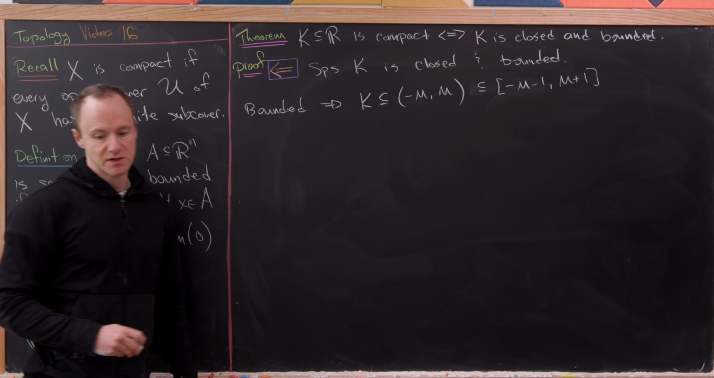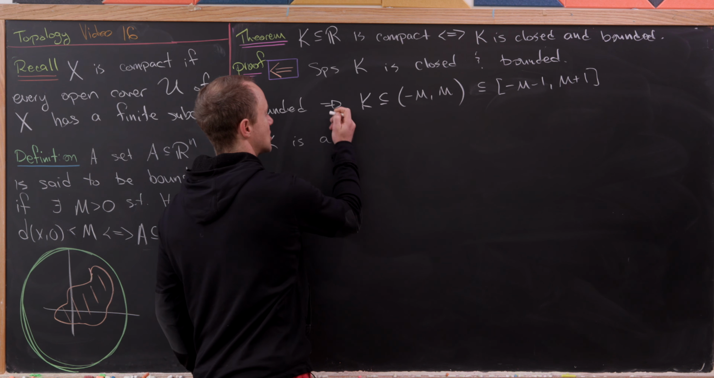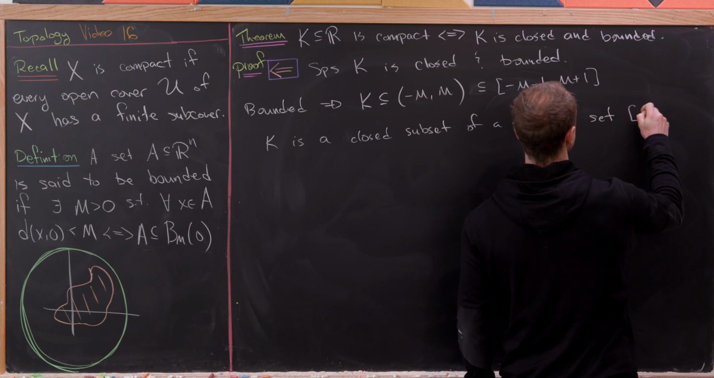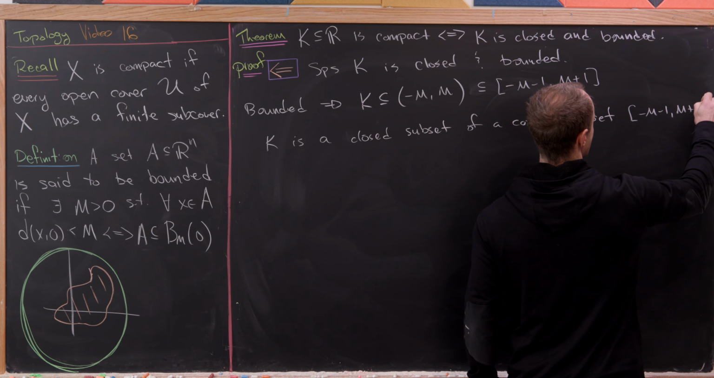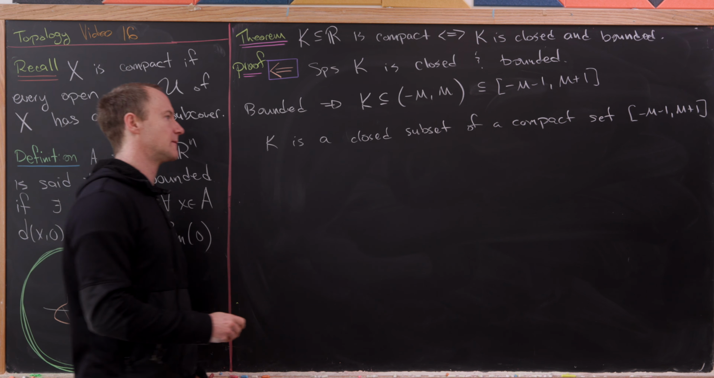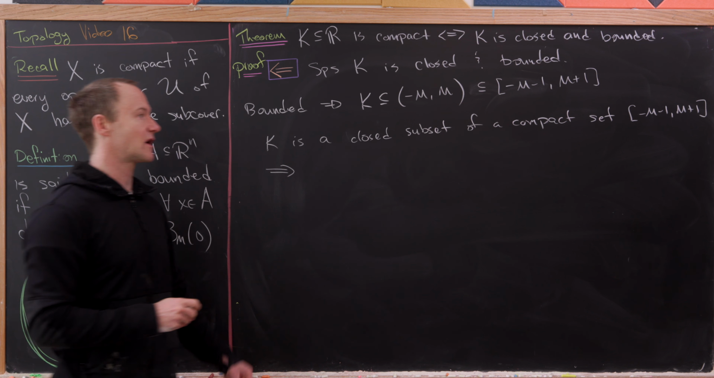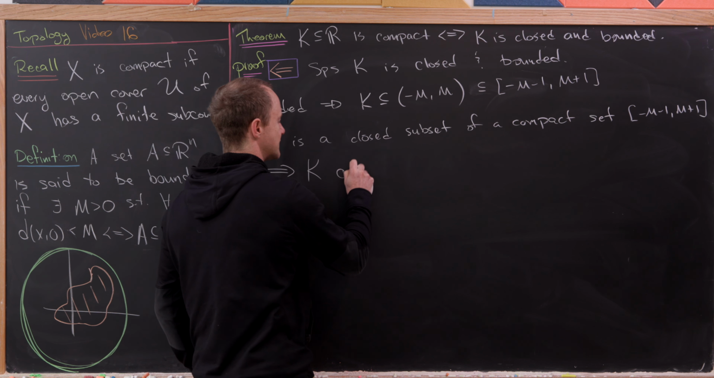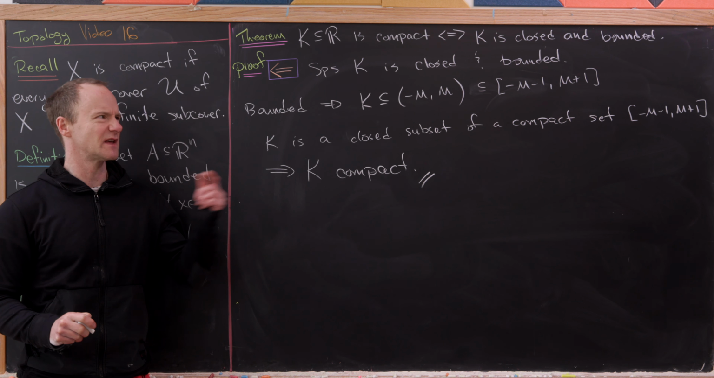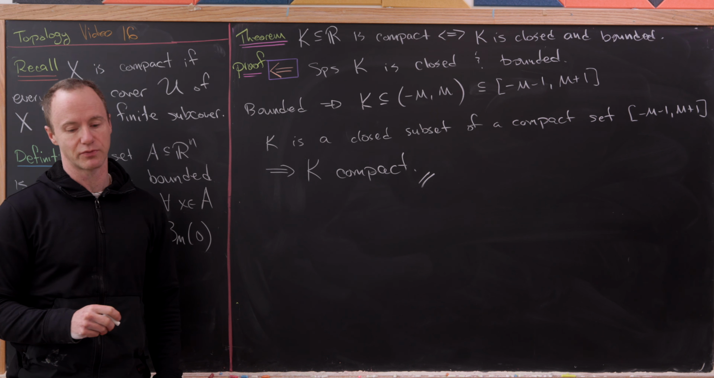Okay, nice. So now let's observe that that means that K is a closed subset of a compact set, because we know that this closed interval minus m minus 1 to m plus 1 is compact by some stuff that we did in a previous video. But we also know by a previous result that closed subsets of compact sets were compact. So that means that in fact K is compact as necessary. But let's observe that these proofs were pretty short, but that's because we proved a lot of preparatory results in previous videos.